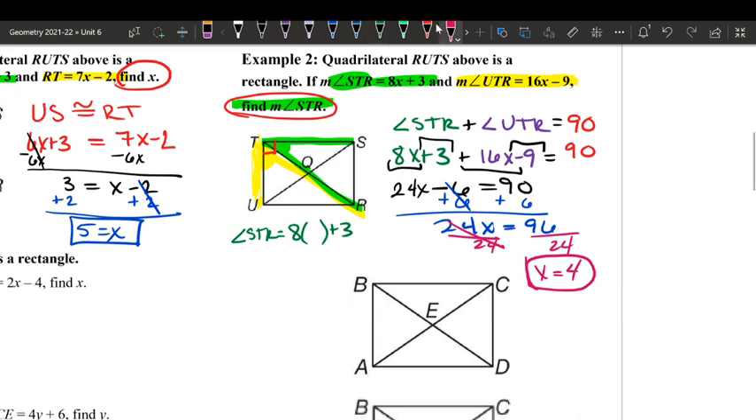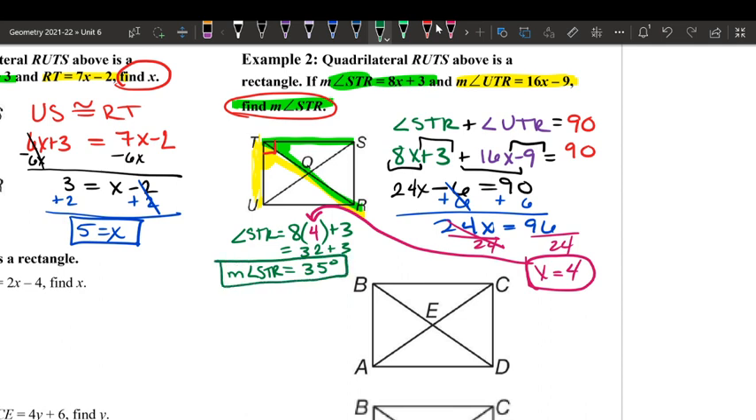And then I found x. X is 4. So I'm going to take x is 4 and I'm going to plug it into that blank. Instead of putting x, I'm putting 4. So the measure of angle STR is going to be 8 times 4, which is 32, plus 3. So it is going to be 35 degrees. So the measure of the angle STR is 35 degrees. That's what that little m in front of the angle stands for, by the way, is measure. The measure of angle STR.